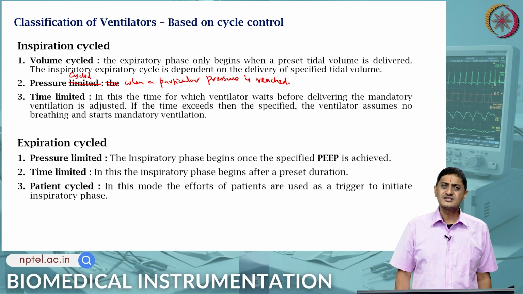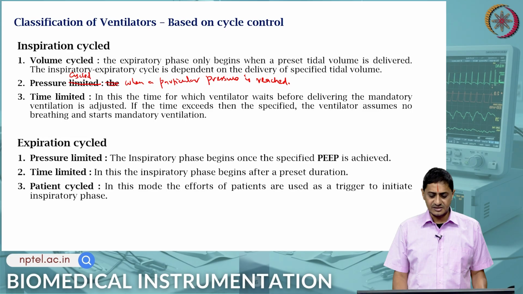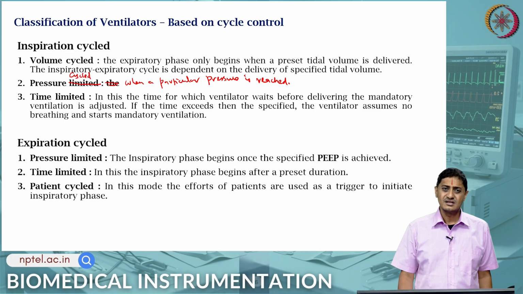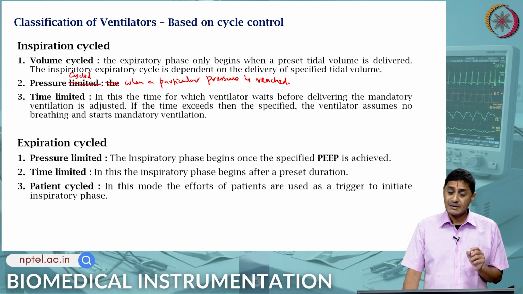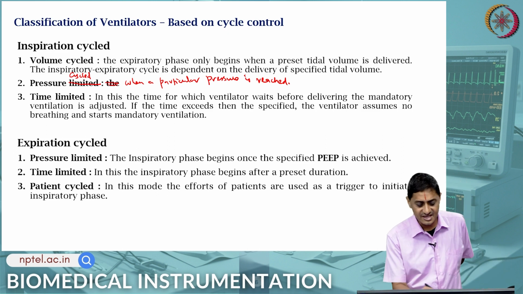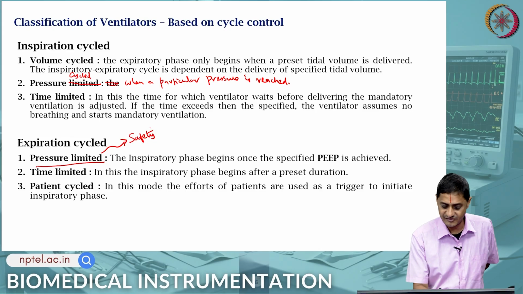Then you have expiration cycle. These are again pressure limited. In this case, the inspiratory phase begins once the positive end expiratory pressure is achieved. Note there is a difference. Pressure limited control is a safety mechanism, a safety approach, whereas pressure cycled is a cycling mechanism, a fundamental difference. Okay.